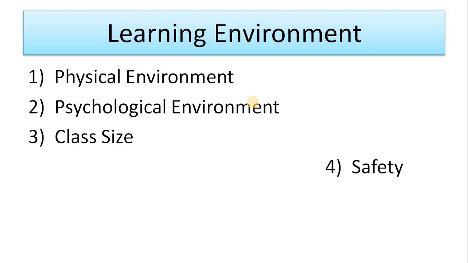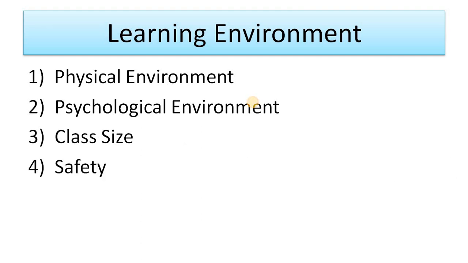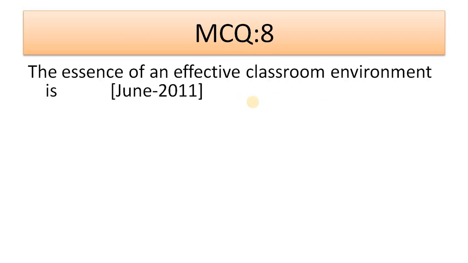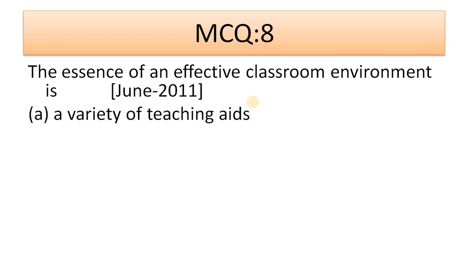Class size is also another factor. Safety is another factor. So in that particular place, there should be safety for the students as well as teachers. Connect to real life. Connecting with real life is another key feature of the environment. We have to connect all our curriculum activities to the real situation. Now, what is the essence of an effective classroom environment? What is the importance of an effective classroom environment?